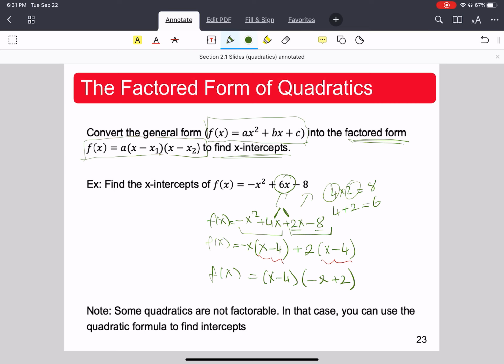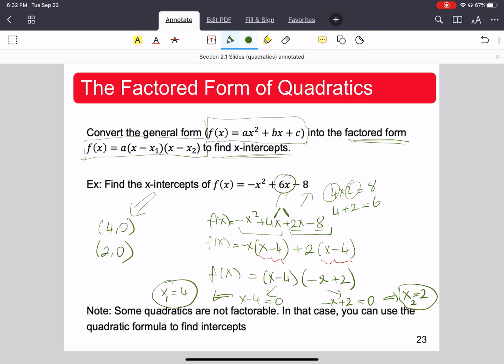And then the x-intercepts specifically are the things that solve these. So there are two options. x minus 4 could be 0, or negative x plus 2 could be 0. In that case, x is 4. So this is x1, let's call it x1. And then this thing can be 0 when x is 2. And that's going to be the second x-intercept. So there are two x-intercepts. One is 4 comma 0. The other one is 2 comma 0. So basically, those are the points where this parabola passes the x-axis.